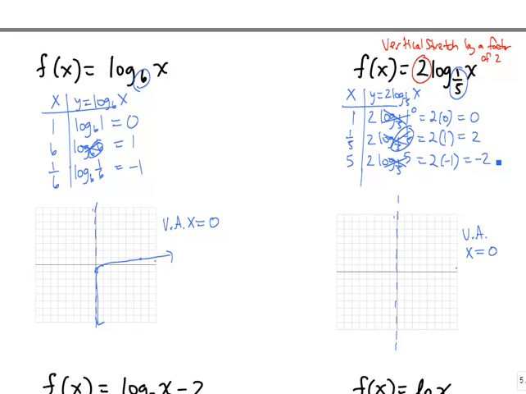So here are my 3 points to plot: 1, 0; 1/5, 2; and 5, -2. Here the points are falling, so I'm going to continue that trend.